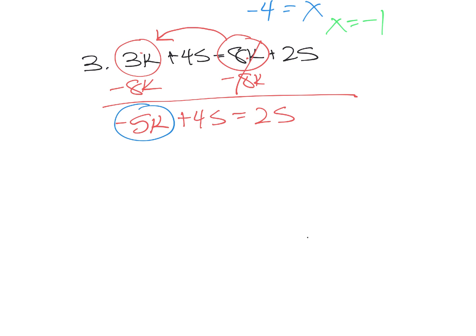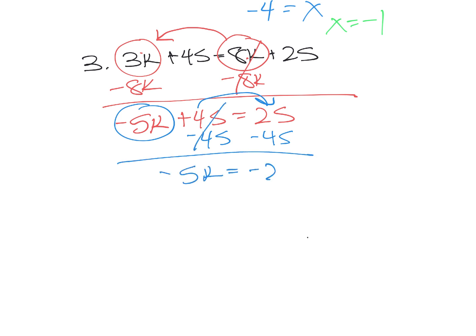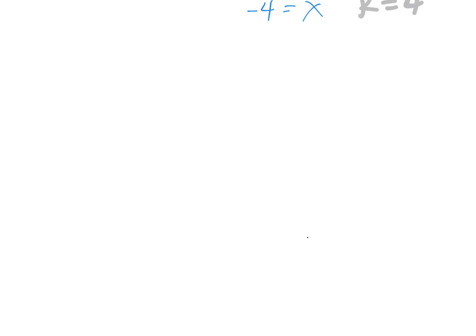Now I'm going to get the 5k by itself, so I'm going to subtract 45 because that's the inverse of addition. So I have negative 5k equals negative 20. Okay, and so then I'm going to divide by negative 5 because I have negative 5 times k, so I have to do that to both sides. Negative 5 divided by negative 5 is 1, so k equals 4.